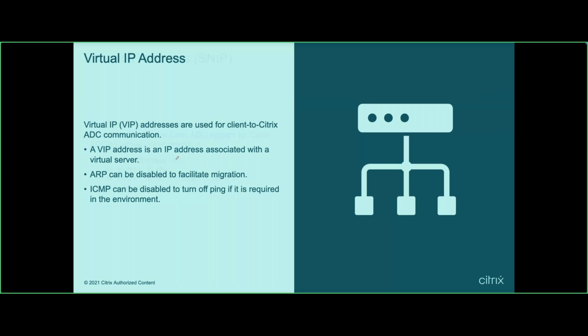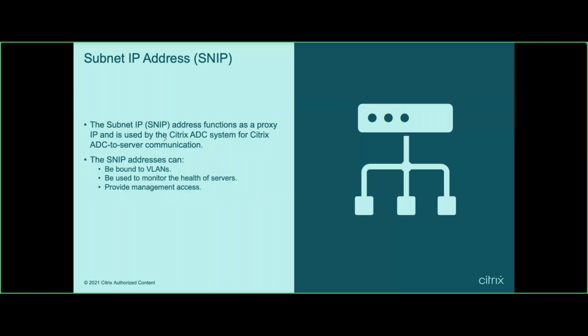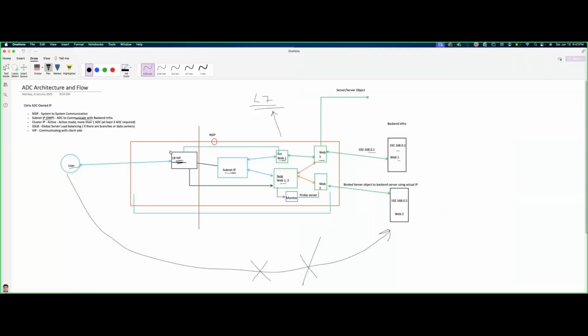Then you've got the subnet IP, which is functioning like a proxy from the ADC, or by the ADC, to your server, right? The backend. So this works as a proxy. The subnet IP communicates to the backend servers.